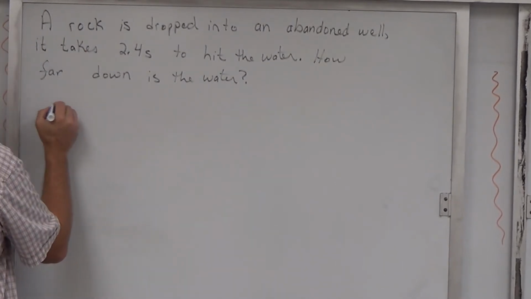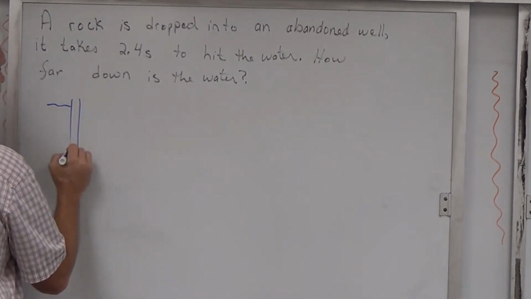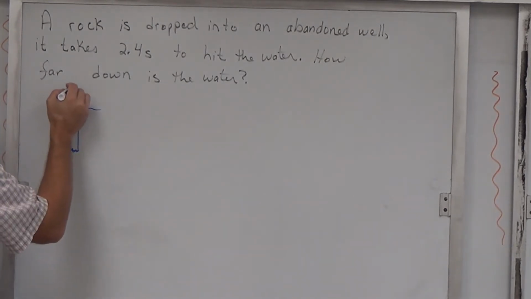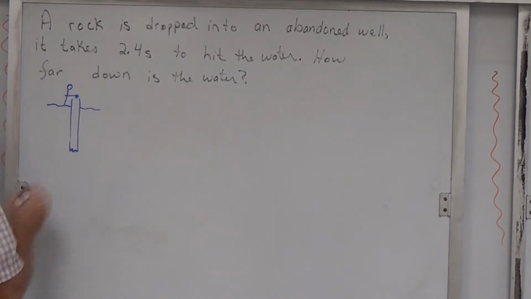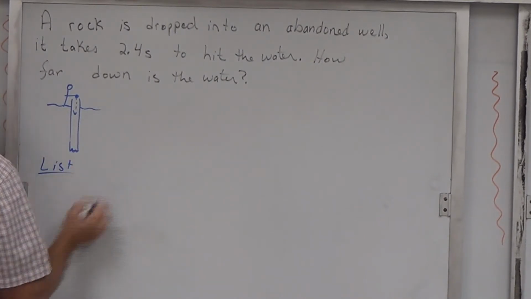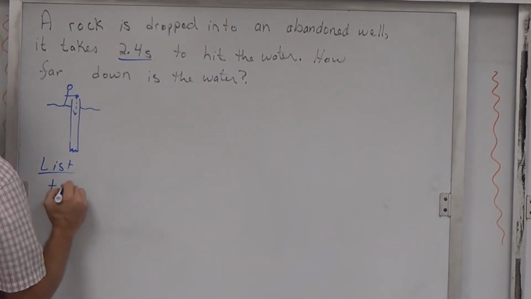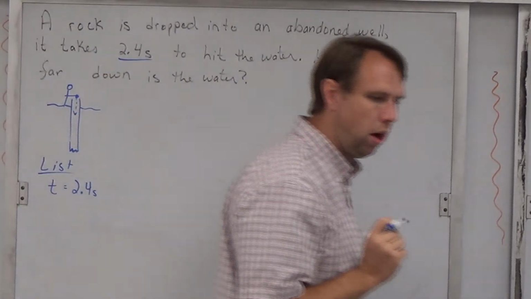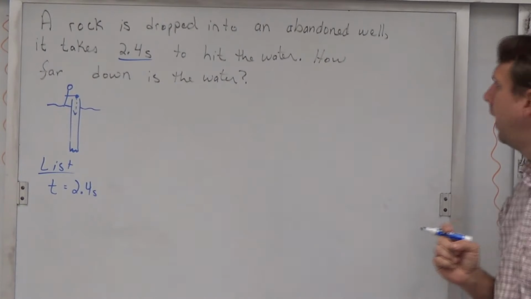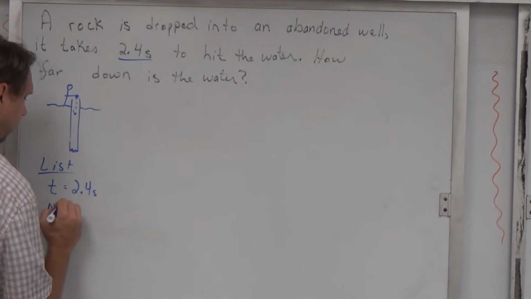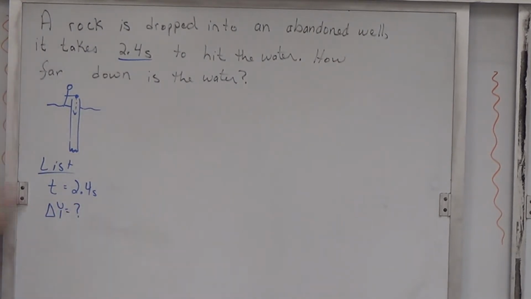Again, I'm going to start out with a diagram just to help you understand the situation. There's my well, there's some water down there, and up here a rock is dropped down. There is a time, and I won't put that in my list, of 2.4 seconds. So time equals 2.4 seconds, and that's when the rock will splash into the water. And we need to figure out how far down is the water. So we're actually trying to figure out the delta y. How far down is it?